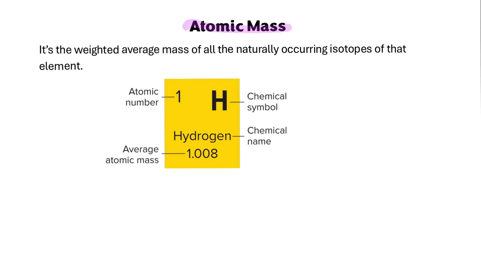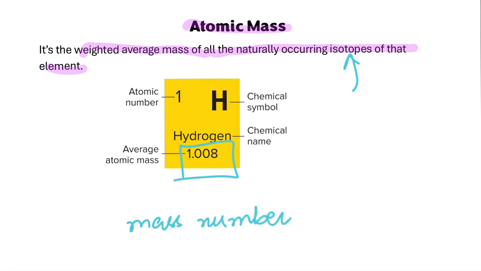Atomic mass is different from the mass number as it is the weighted average mass of all the naturally occurring isotopes of that element. For that, you have to watch the video that I've made on isotopes and percent abundance. Atomic mass is always represented in decimals. However, a mass number is always a whole number. In the case of hydrogen, the mass number will be 1.